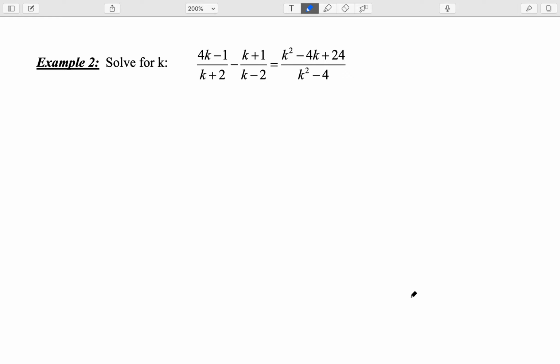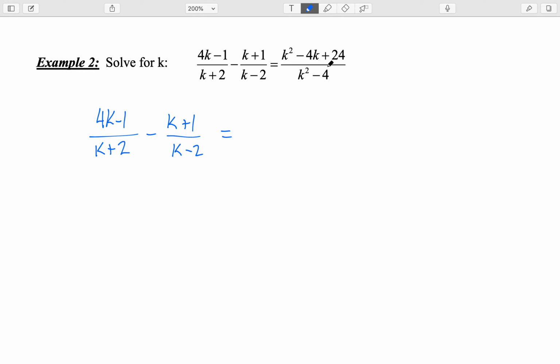Okay, let's try this one. 4k minus 1, k plus 2, k minus 1, k minus 2. Yikes. This thing's a trinomial. It'll probably factor, right? And there's a k plus 2, k minus 2. Cool, let's do this. So 4k minus 1, k plus 2, k plus 1, k minus 2.